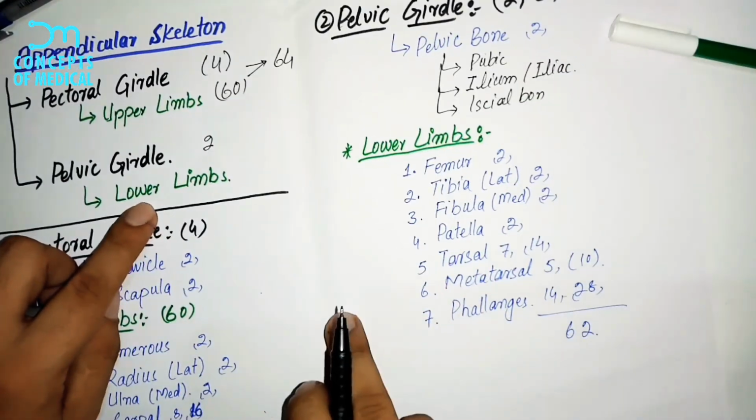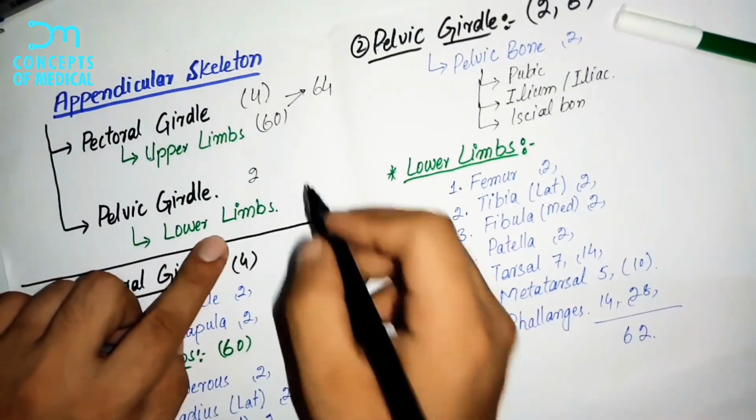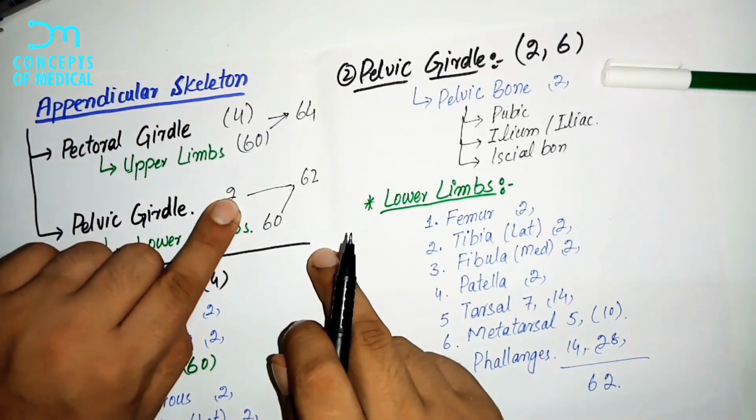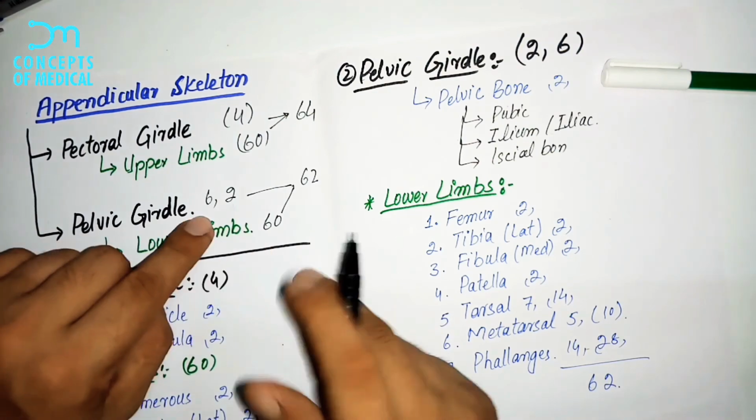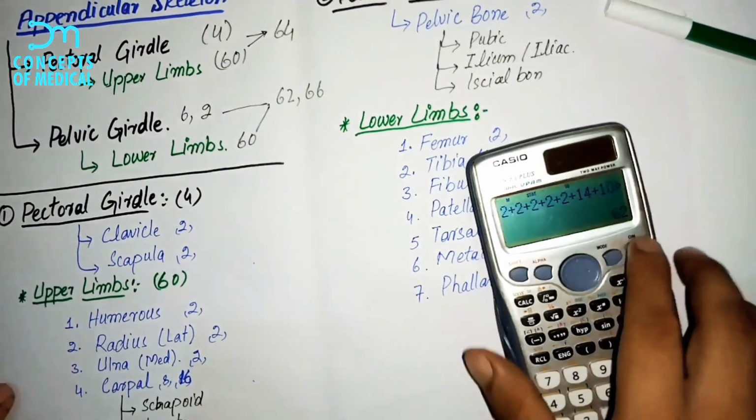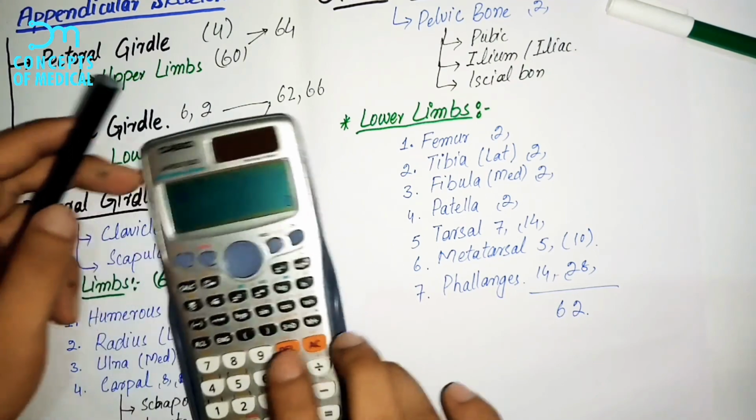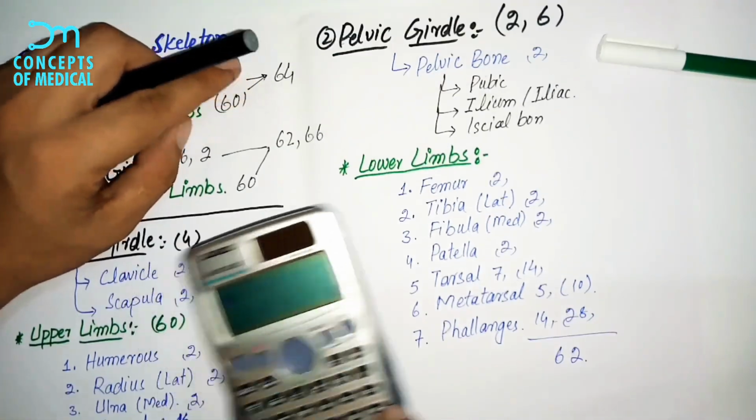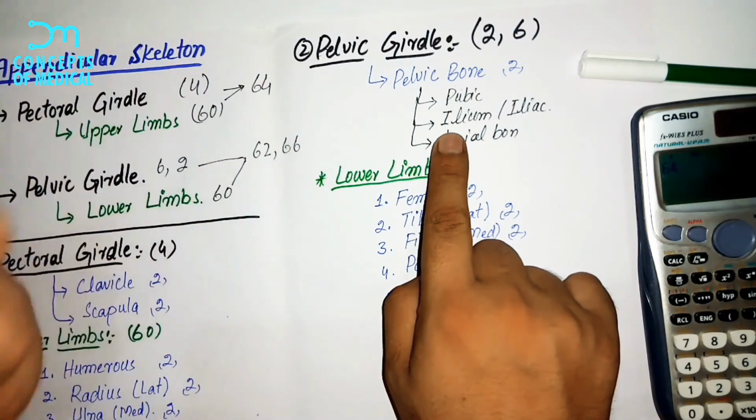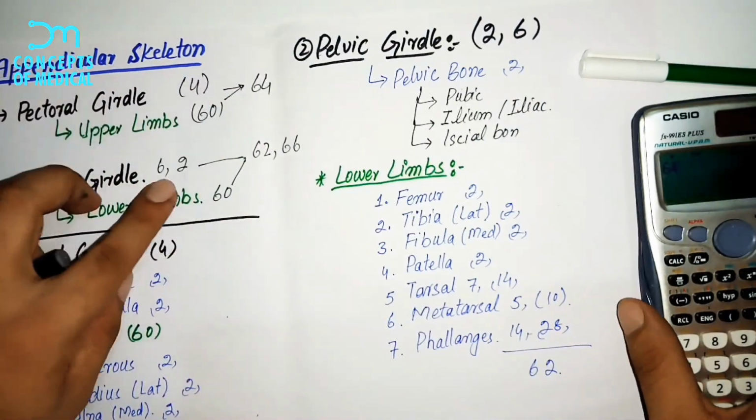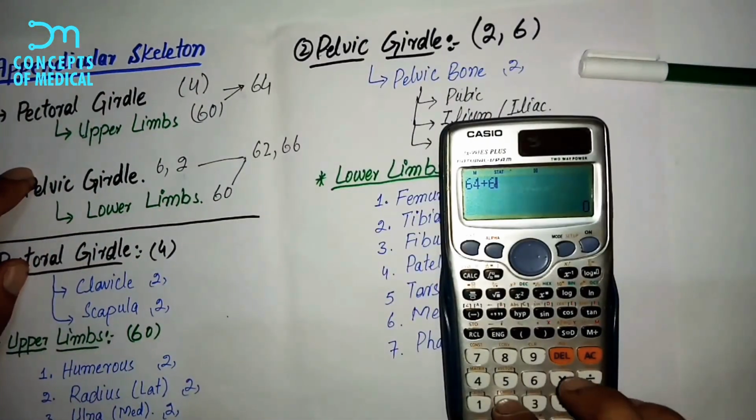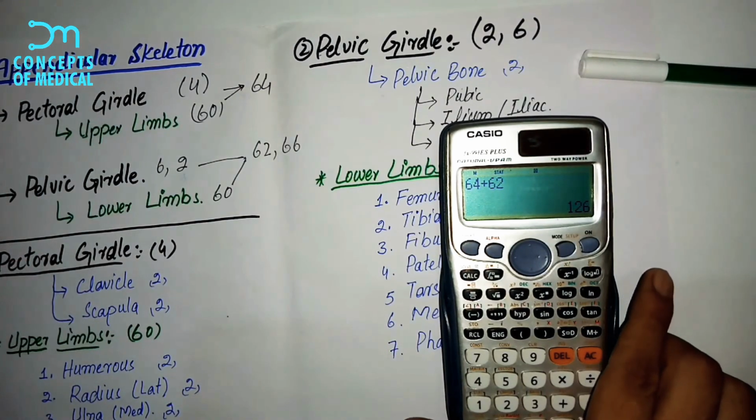And in the pelvic girdle we have either 2 or 6, so I'll add 2 first. In the lower limbs we have just 60 bones, so it becomes 62, but if I add them as 6, then how many bones will it become? 66, right? So in the limbs we have 64 bones in the upper limbs, and in the lower limbs either 62 bones if we consider the pelvic bone as 2 bones, or 66 bones if we consider the pelvic bone as 6 bones. So 64 plus 62 is 126.